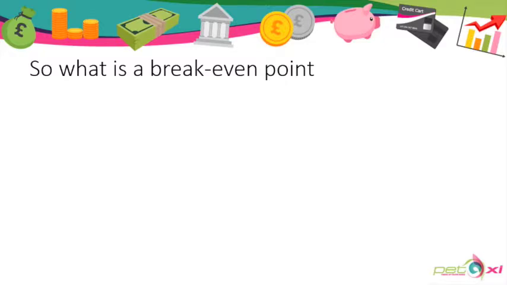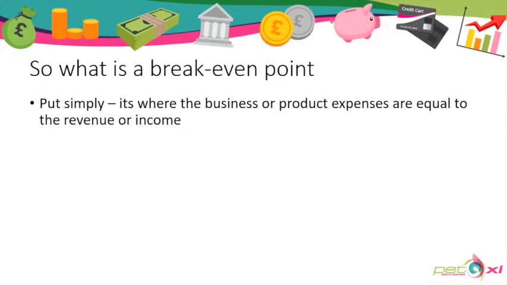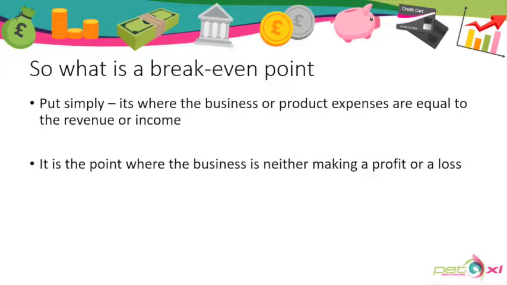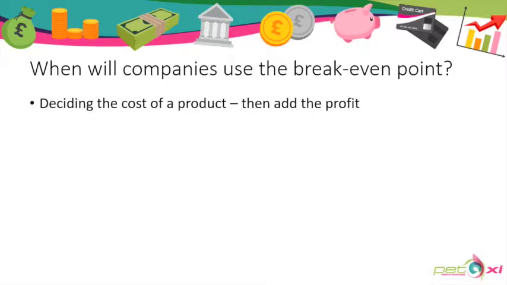So what is a break-even point? In simple terms, the break-even point is the point where the business or product expenses are exactly equal to the revenue that they bring in. It is the point where essentially the business or product makes neither profit or loss. Companies will use the break-even point when deciding the cost of a product. They will work out the break-even point first and then add on the profit they want to make.